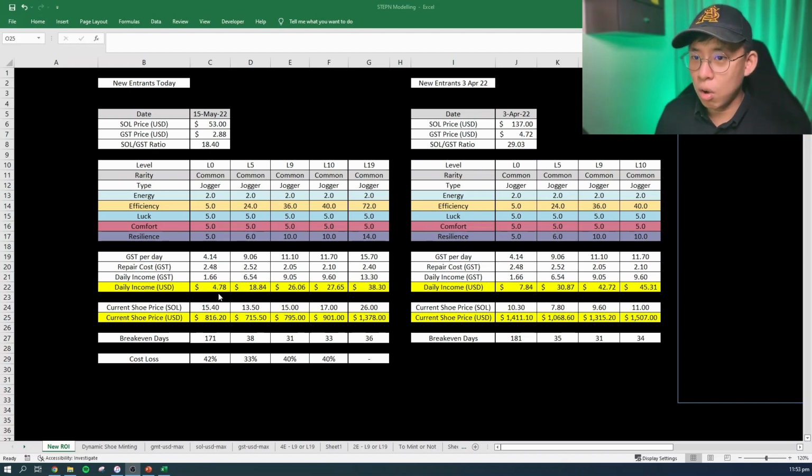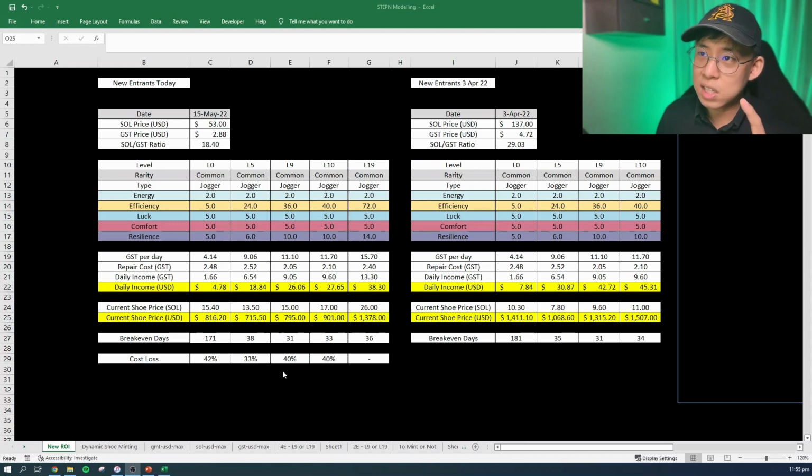However, that's not all that's different, because you do see that the current shoe prices are quite different from the shoe prices on the 3rd of April. A shoe at level 5 on the 3rd of April actually cost 7.8 Solana. However, today it costs 13.5 Solana. Do note that these prices are in Solana. And so even though the price of the NFT sneaker has increased by almost 50%, we need to check out the changes in Solana price.